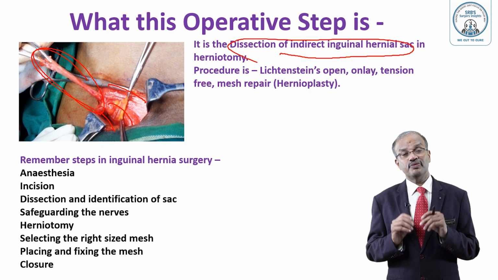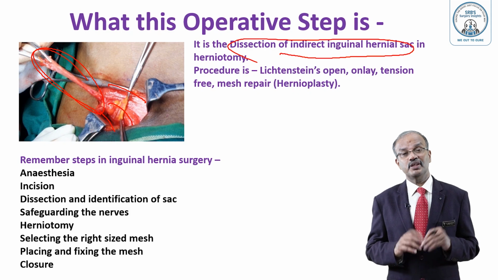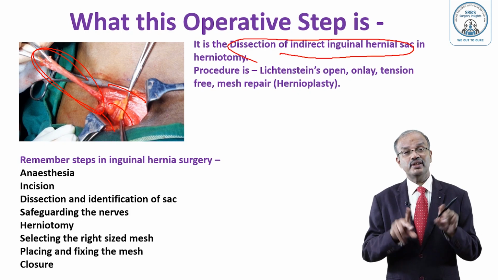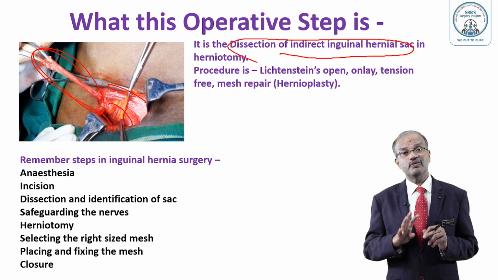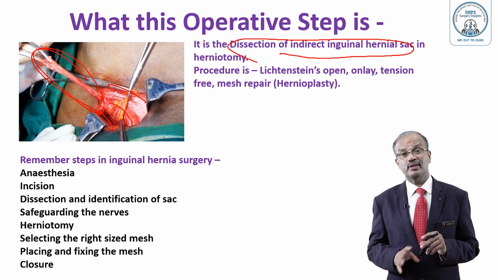So start the dissection from the fundus, dissect up to the body and neck. Neck should be identified by the extraperitoneal fat and narrowing of the area, and it is lateral to the inferior epigastric artery pulsation. Inferior epigastric vessel should be identified always in open inguinal hernia surgery. That is the Lichtenstein's hernia mesh repair. And indirect hernial sac is lateral, direct hernial sac is medial.